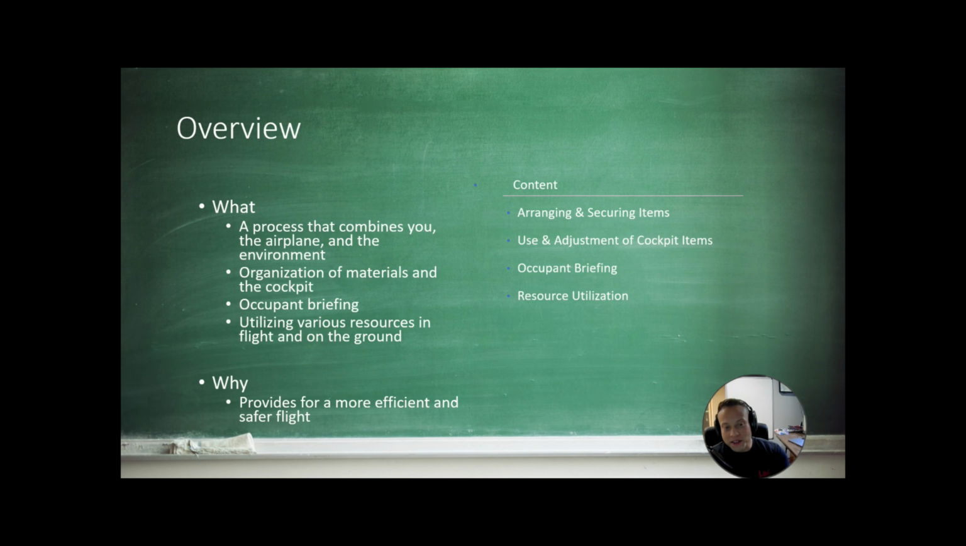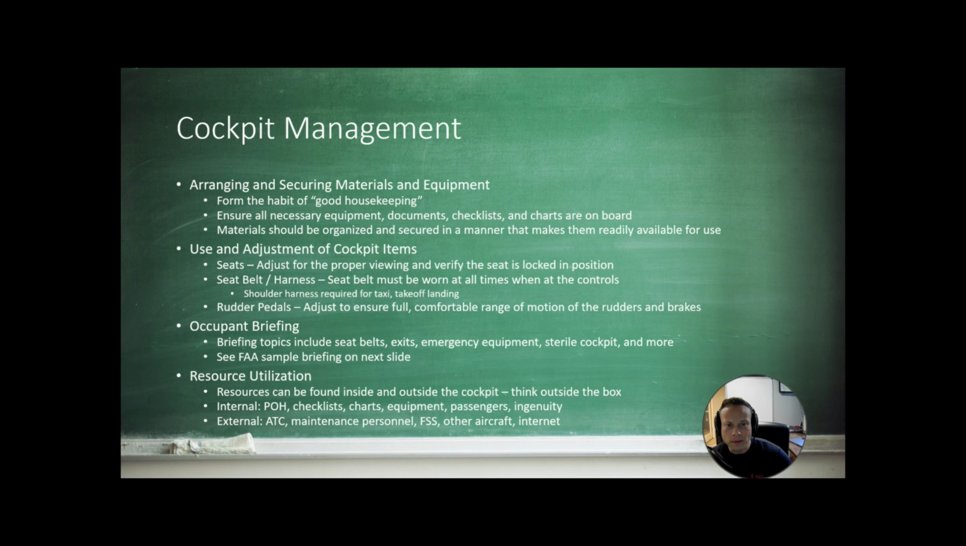How's it going, guys? Today we're going to talk about cockpit management. It's a process that combines you, the airplane, and the environment. We're going to talk about the organization of materials in the cockpit. We're going to cover the occupant briefing that's required by the FAA and utilizing various resources in flight and on the ground. Why? Because it provides a much more efficient and safer flight. We're going to cover arranging and securing your stuff, use and adjustment of cockpit items, your passenger briefing, and resource utilization. All right, cockpit management.